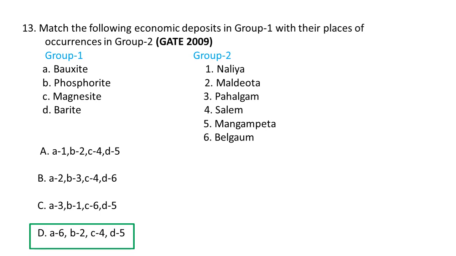The correct option goes as D. Bauxite is Belgaum, so bauxite is known for Belgaum. Phosphorite can be represented as Maldiota, and Salem is well known for magnesite deposits, and barite is Mangampeta, where barytes deposits are well known. So that's why D is the correct option.